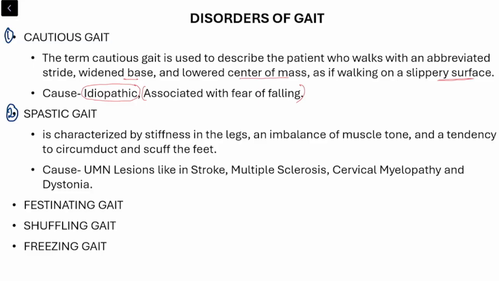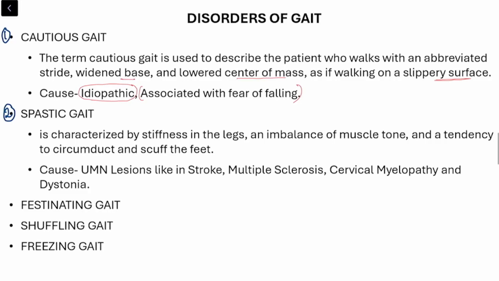Second is the spastic gait. Spastic gait is definitely a consequence of some neurologic deficit. It is characterized by stiffness in the legs, imbalance of muscle tone, and a tendency to circumduct and scuff the feet. The cause is UMN lesions like in stroke, MS, cervical myelopathy, and dystonia. We have to understand the cause. Once we understand the cause, we will be able to make out why this kind of gait is occurring.